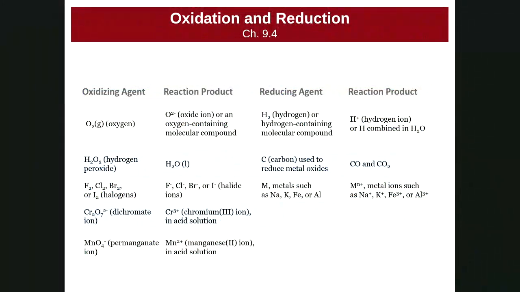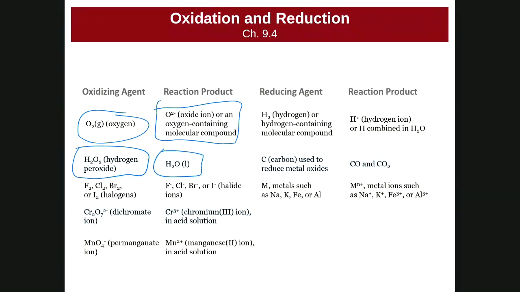So here is a list of common oxidizing and reducing agents and what they usually form in a redox reaction. Like we said, oxygen is a very common oxidizing agent. That's where we get the term oxidation from. And when it reacts, it forms the O2- ion, the oxide ion. Peroxide is also a strong oxidizing agent, going from a -1 to a -2 oxidation state in water. So we form water from hydrogen peroxide.